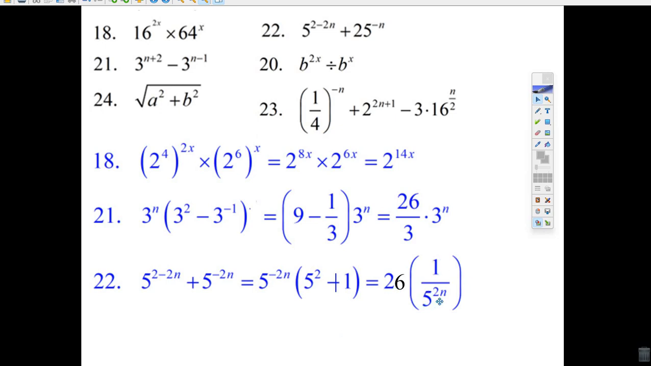26 times 1 over, or 26 over 5 to the 2n. I took the minus 2n and put it down there. So actually it might be better to just write it as 26 over 5 to the 2n. That would be pretty good.